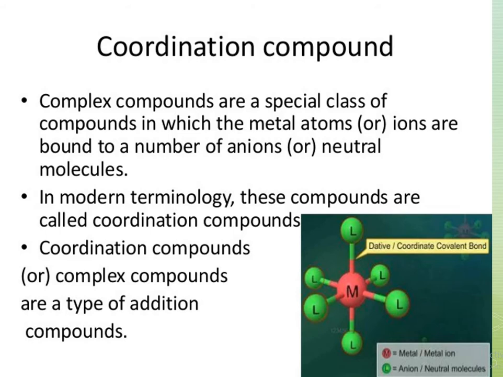So basically, complex compounds or coordination compounds are a special class of compounds in which the metal atoms or ions are bound to a number of anions or neutral molecules. In modern terminology, these compounds are called coordination compounds.